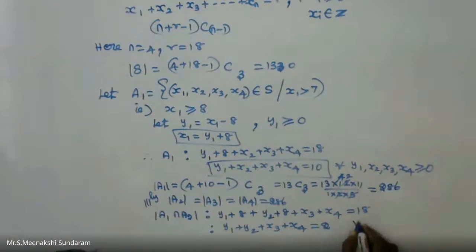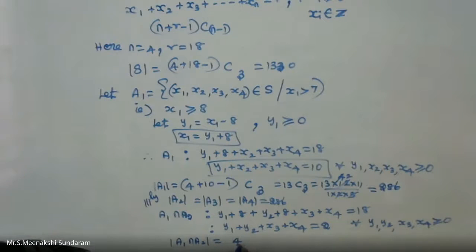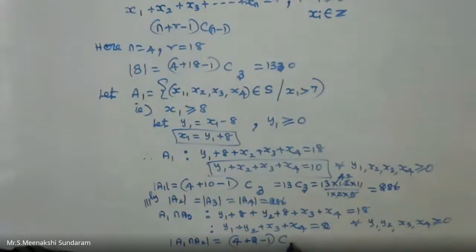So for all y1, y2, x3, x4 greater than or equal to 0, this is also applicable. You can apply this. What is the value now? What is the count of a1 intersection a2? Here, what is the value of n and what is the value of r? The n value is the same, 4. For r value 2, we can use r minus 1.